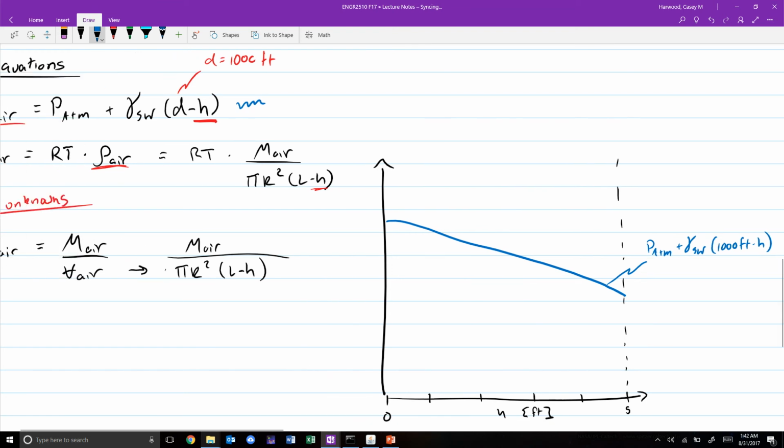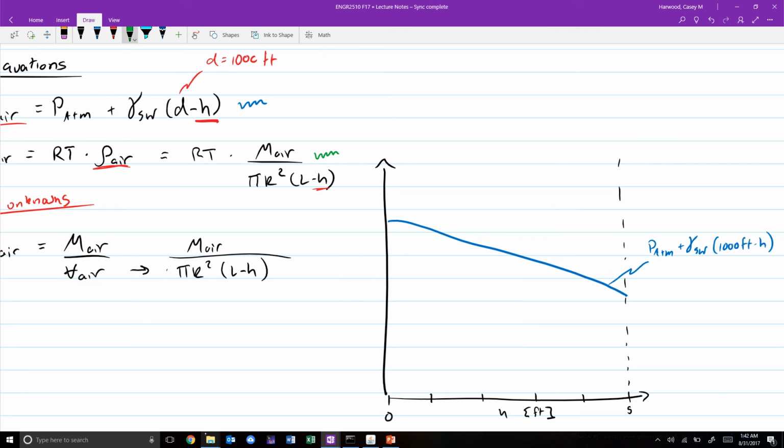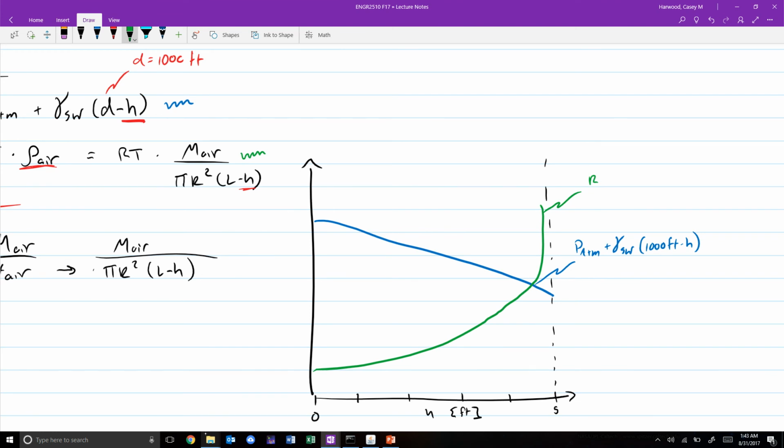All right, and our second equation, number 2 here, we'll go ahead and plot this one in green, right? RT times mass of air over pi r squared (L minus h) is going to look something like this. So this is equal to RT times mass of air over pi r squared (L minus h).